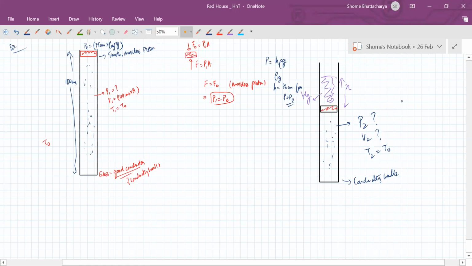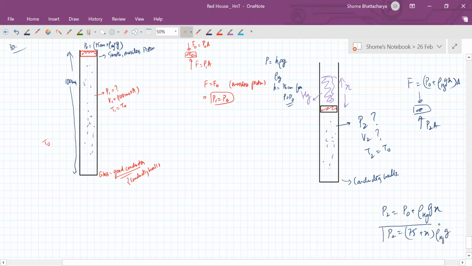Okay, so at this stage what is happening? You can see that from this side the force acting will be equal to atmospheric pressure plus density of mercury into G into X into whatever area. And from this side, the force is P2 into whatever area. So at this stage, P2 is equal to atmospheric pressure plus density of mercury into G into X. So that is equal to 75 plus X into density of mercury into G. This is the final pressure.